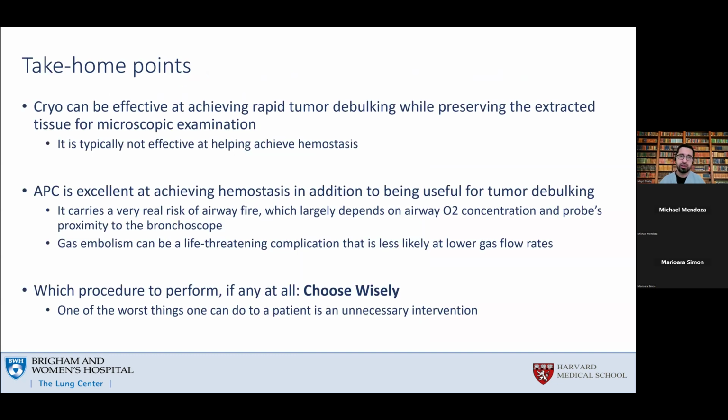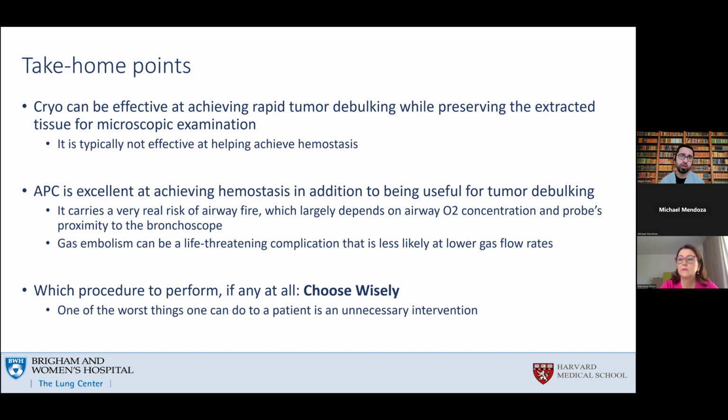So that brings us to the end of the talk today. We talked about various tools. We began by talking about the indications, but mostly we talked about cryo and APC. We know that cryo can be very effective at achieving both rapid tumor debulking and slow poisoning through apoptosis, but it's not the best at achieving hemostasis. That's where you use APC. APC is also useful for tumor debulking if you use it wisely and carefully, but it carries some very real risks, particularly airway fire and gas embolism. So you have to be very careful and keep in mind both the safety measures to take to prevent it and also what to do in case any of that does happen.